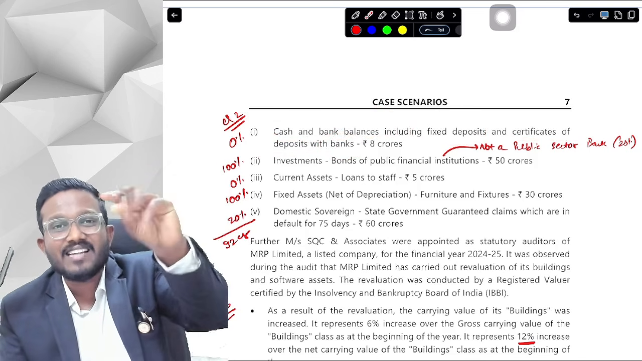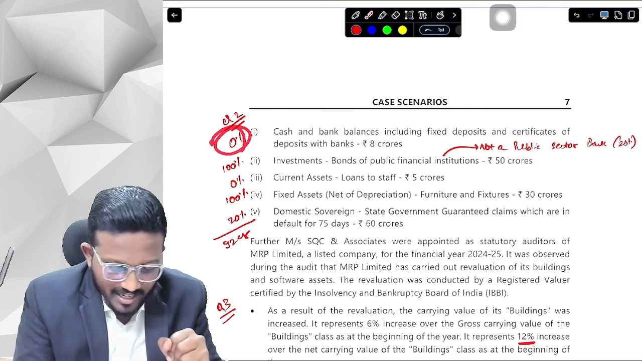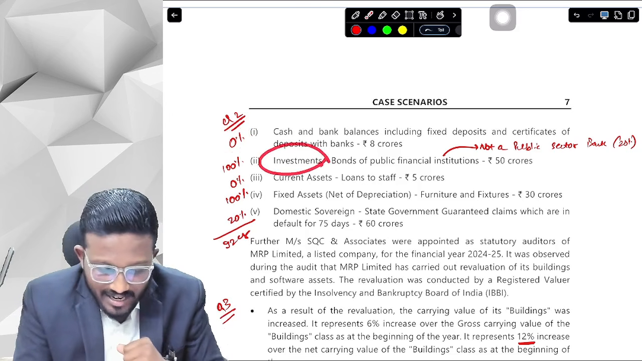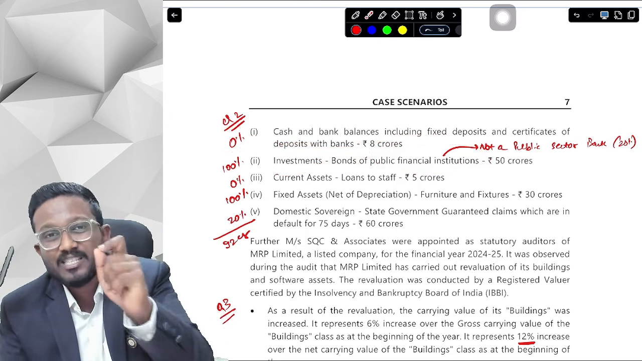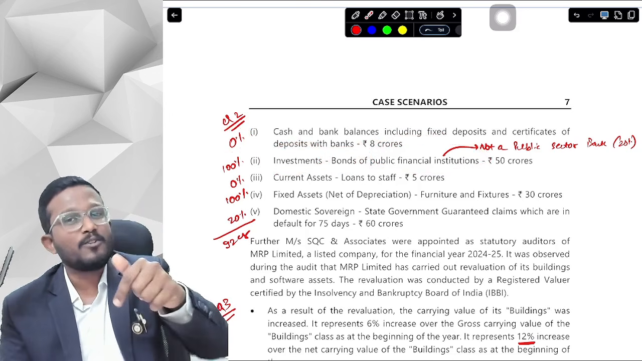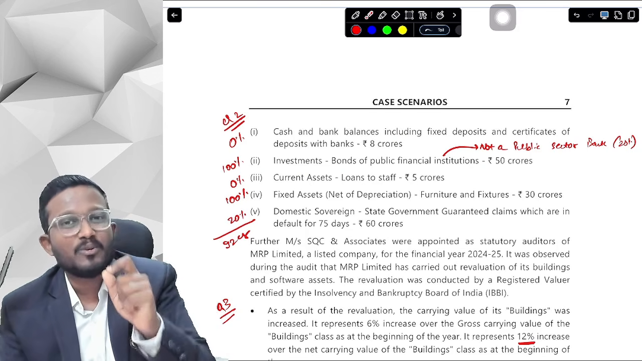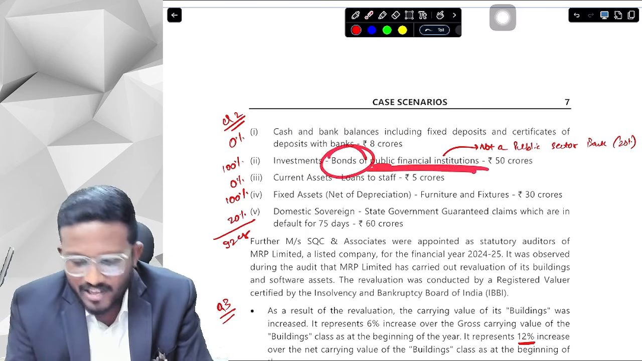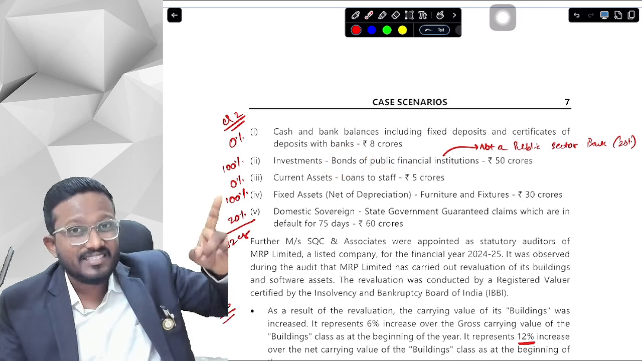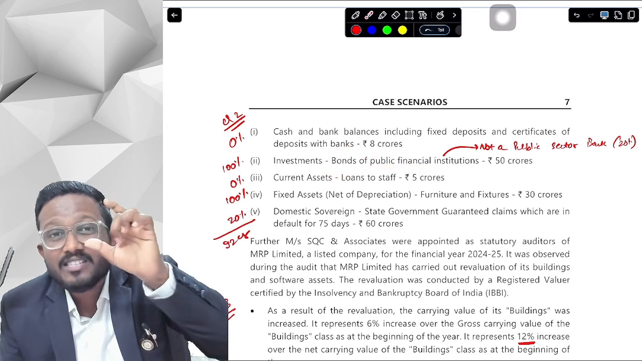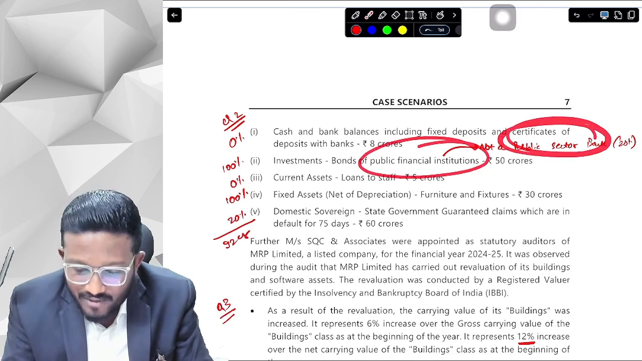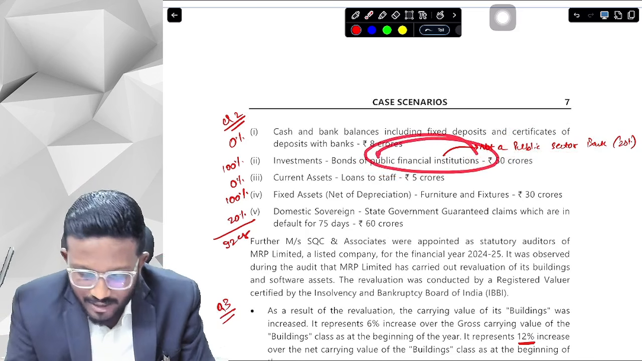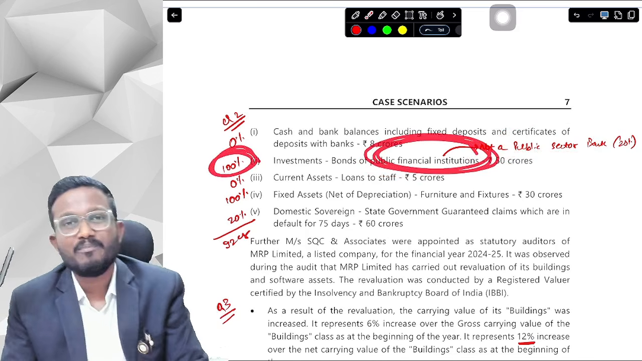So here it says cash and bank balances including FDs and certificate of deposits with banks. Since it is with banks, the rate will be 0%. Second, we have an investment in the bonds of public financial institutions. Now here the students got confused. This question was asked in your exams, and the students got confused that the bonds of public financial institutions are written, but we have already studied that, sir, 20% rate is applicable for bonds of public sector banks, not public financial institutions. So since these are public financial institutions, therefore 100% will be applicable on them.